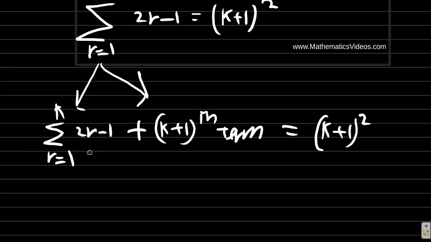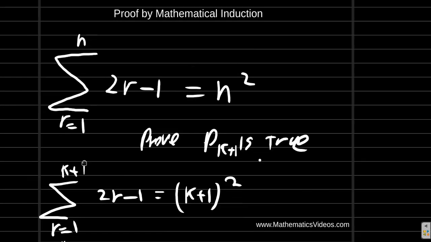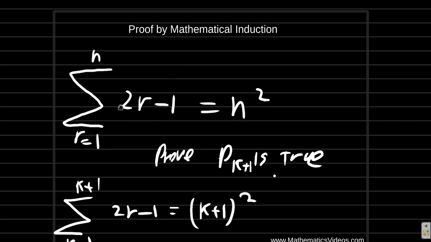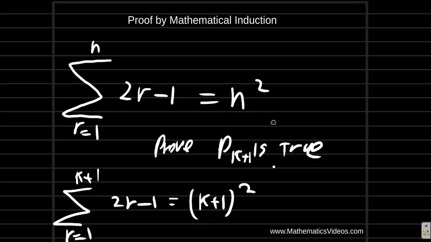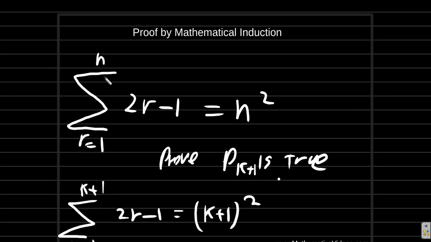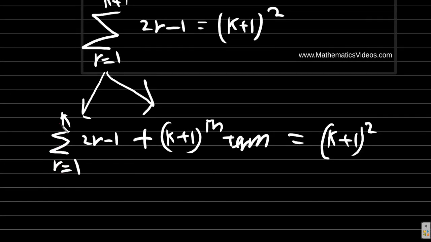Now, you see this part, you're going to write it in this form. If you sum from r equals 1 to n of 2r minus 1, you get n squared. So if you sum from r equals 1 to k of 2r minus 1, you get, well, it would be k squared. Alright? Plus now, the k plus 1 term. What is the k plus 1 term?